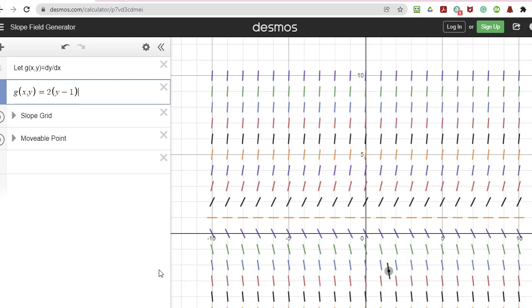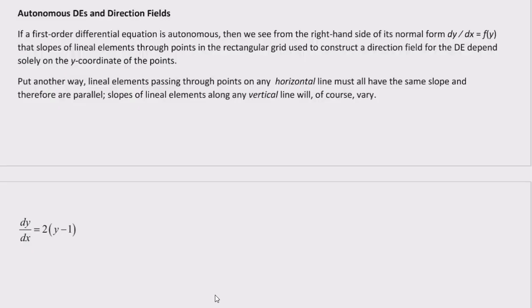But let me jump over to the notes. Okay, so if a first order differential equation is autonomous, then we see from the far right side of its normal form that the slopes of the lineal elements through points in the rectangular grid used to construct it depend solely on the y-coordinate. Put another way, lineal elements passed through the points on any horizontal line must have the same slope and therefore are parallel. Slopes along any vertical line will vary, of course.